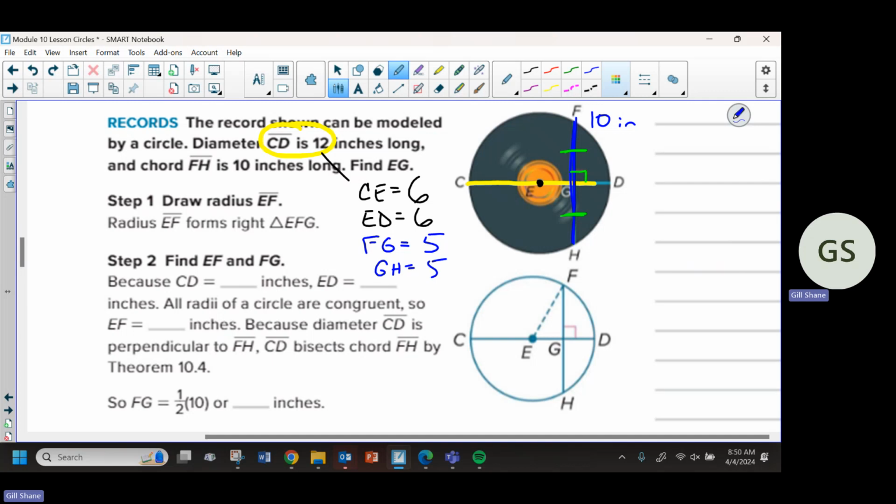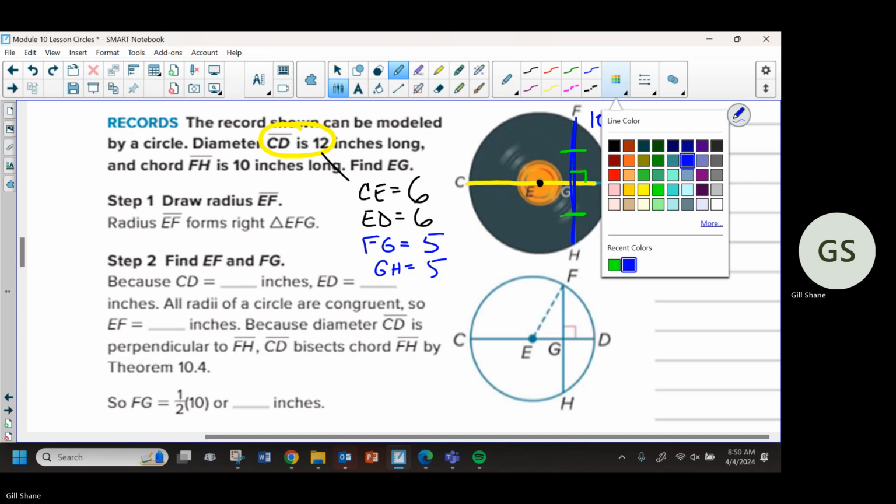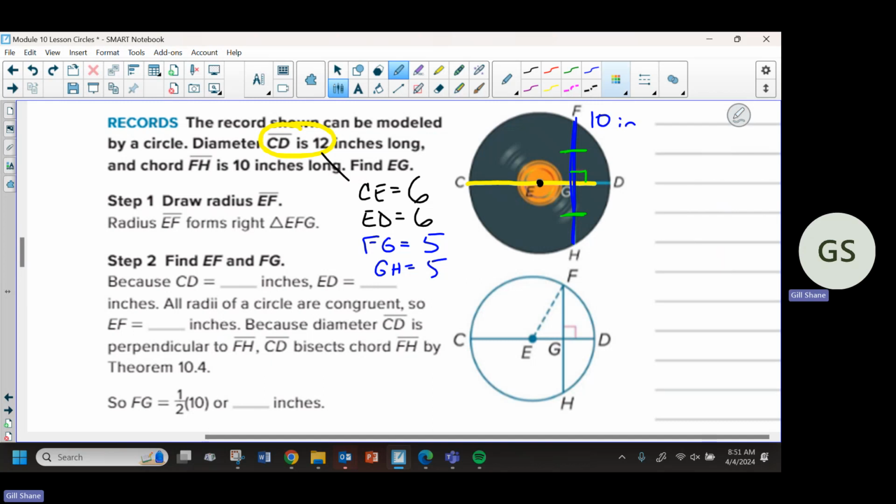Now let me go back and see if I can figure something out. So I need EG. Oh, this is kind of a good one. I like this one. Like blue, maybe? Yeah, that's good. So I just want EG, which I didn't solve for. I haven't gotten that yet. Right? So I do have to do a little bit of math. What do I do, Isaiah? So yeah. Well, now say that again.